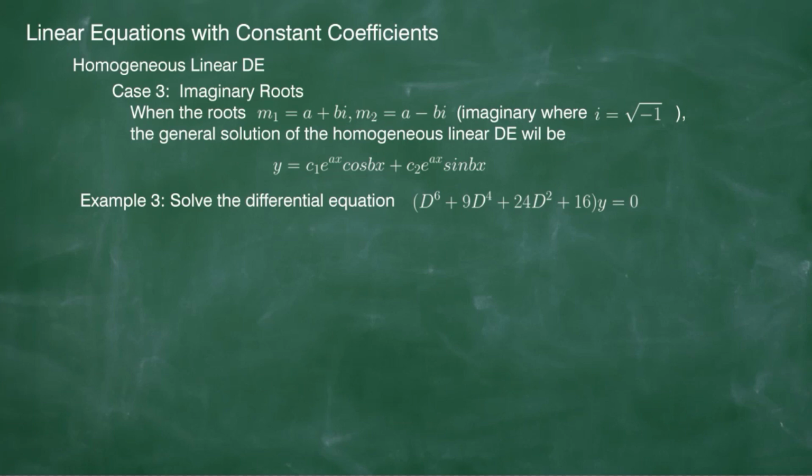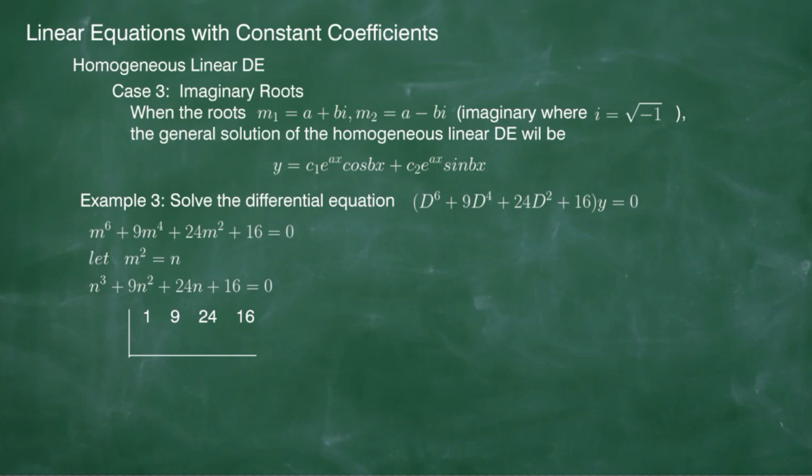Homogeneous linear differential equations with constant coefficients. Example number 3. Solve the differential equation D to the 6th power plus 9D to the 4th plus 24D squared plus 16 acting on y equals 0. So we have the auxiliary equation m to the 6th plus 9m to the 4th plus 24m squared plus 16. Let m squared equal n, and that means we now have n cubed plus 9n squared plus 24n plus 16 equals 0. And we use synthetic division to find the roots.